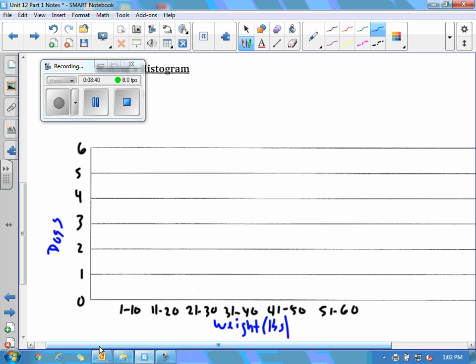Okay, a histogram looks a lot like a bar graph. The difference is all the bars touch. So let me show what I mean by that. So between 1 and 10, we had 4 dogs. So I would draw my bar like that. 11 and 20, we also had 4. So if you look, these 2 bars are connected. They're touching each other. Okay. 21 to 30, I had none, so I leave it blank. 31 to 40, I also had 4 again.